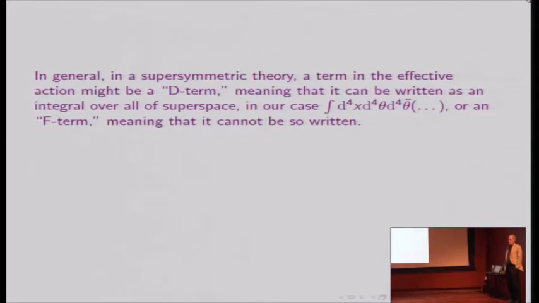Now, in general, as Nati Seiberg explained in his first lecture, in a supersymmetric theory, a term in the effective action might be a D term, meaning it can be written as an integral over all of superspace, which in our case would mean an integral over 4 x's and 8 thetas. Or it can be an F term, meaning it can't be so written.